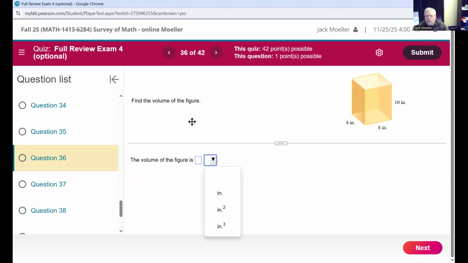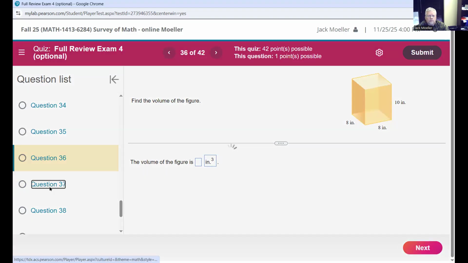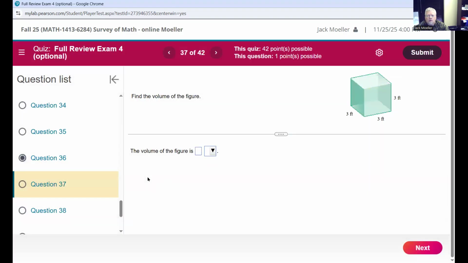And then we're dealing with volume. So volume is three-dimensional, so it'd be cubic inches. This is a cube, yes. So it's a special box, but it's still length times width times height.